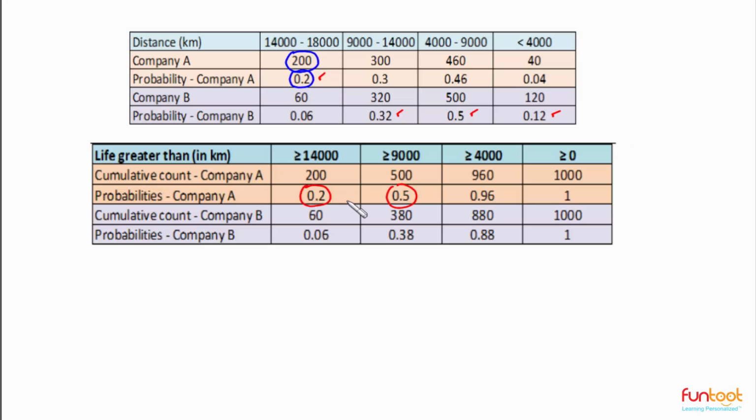And now if we compare the probabilities for company A and company B, we will find a totally different scenario. 0.2 is greater than 0.06, 0.5 is greater than 0.38, 0.96 is greater than 0.88, and here probability of tire being replaced greater than or equal to 0 is 1 for both, so this is inconsequential, it does not matter. So by comparing this table, we can see that for a customer, definitely tires of company A are better since they have a longer life.